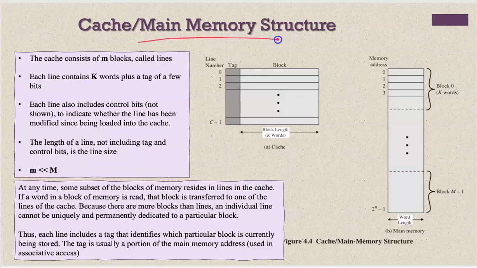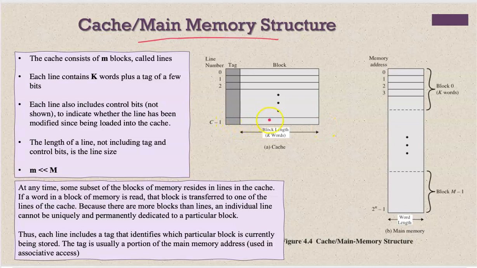Okay, so we have the main memory structure today. So here is the cache structure, and this is the main memory structure. Of course, this is conceptual so that we can visualize things better. So for the cache, we can see that it has K words, which is the length of the block. And remember, we talked about how the main memory transfers data to the cache in the form of blocks, whereas the cache transfers data to the processor in the form of words.